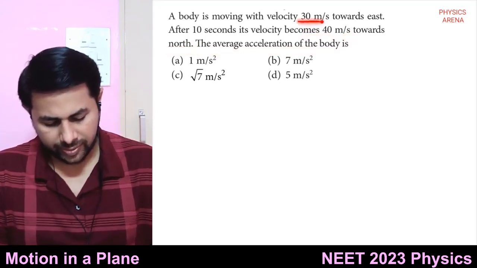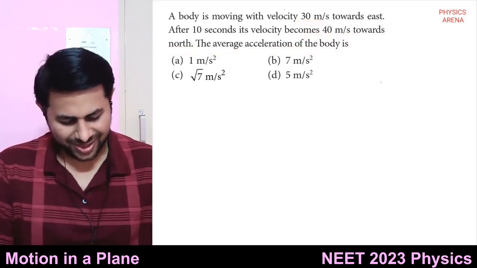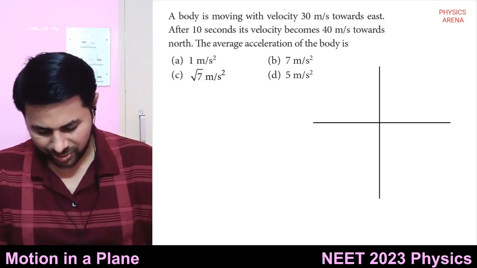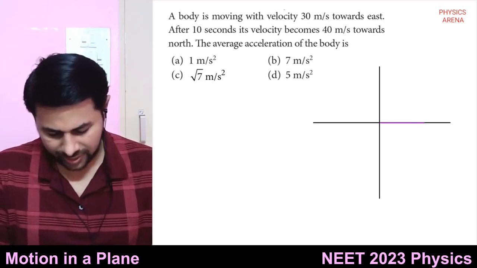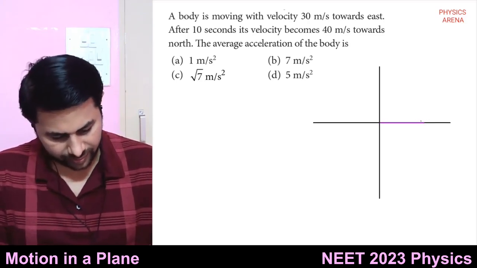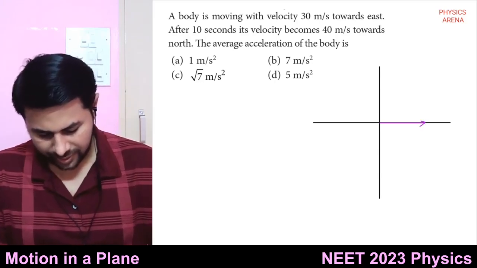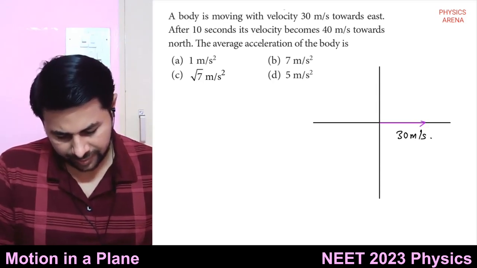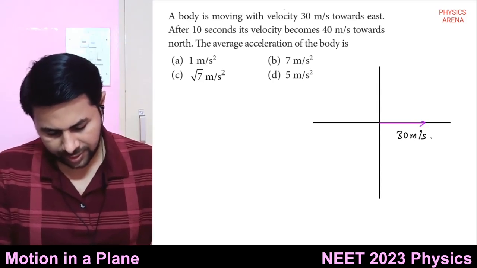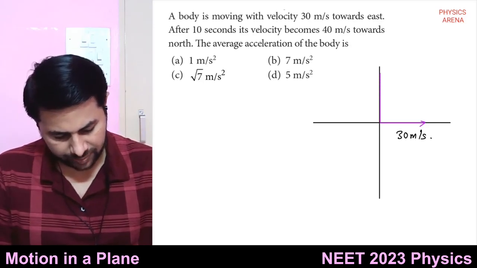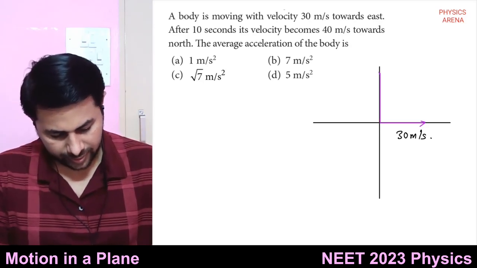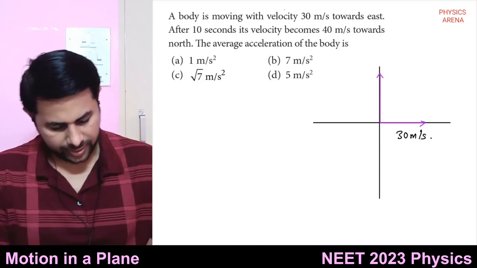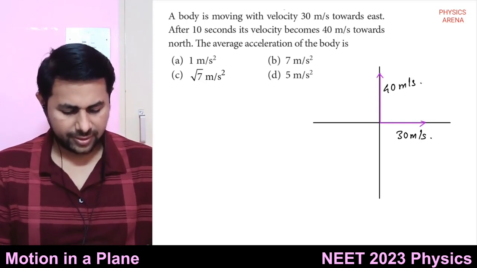So the body is moving with 30 meters per second. Let's draw east, west, north, south. The body is moving towards east with some velocity. How much? It's 30 meters per second. After 10 seconds, its velocity is 40 meters per second, so it is this much, towards north.